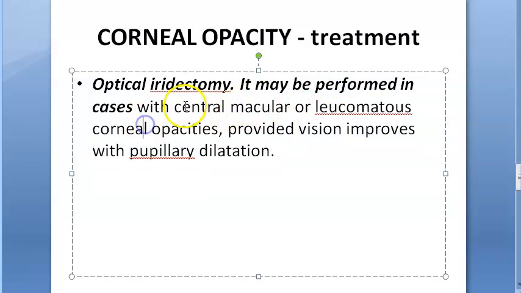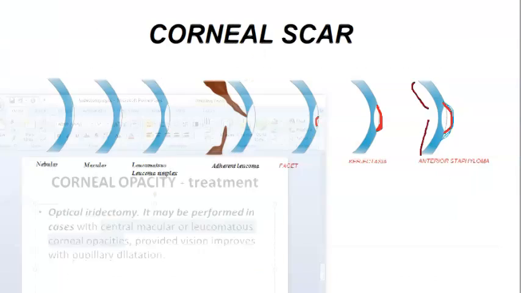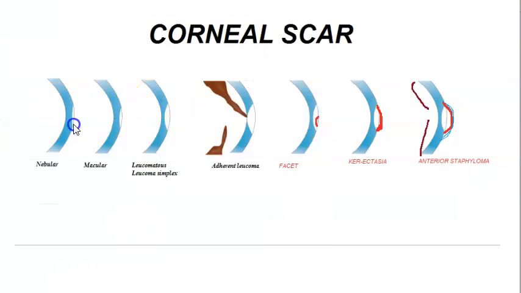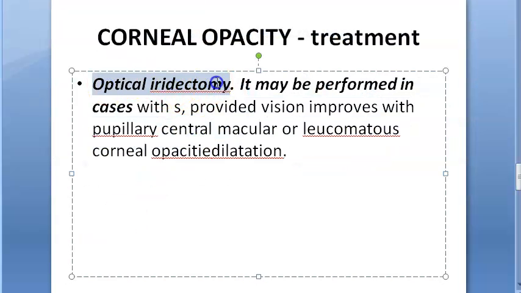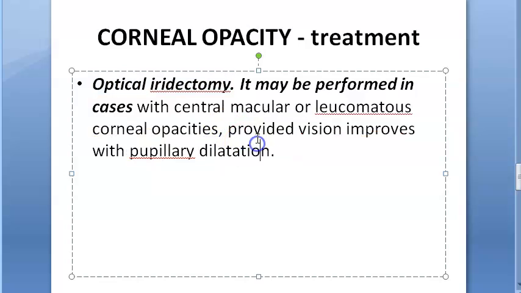Let's look at these. It may be performed in cases of central, macular or leukomatous corneal opacities. Central, macular or leukomatous, that is nebular. Whenever there is, see, right in the center there's some opacity, right? So in these cases they are doing an optical iridectomy. With pupillary dilatation, at least they'll be able to see.